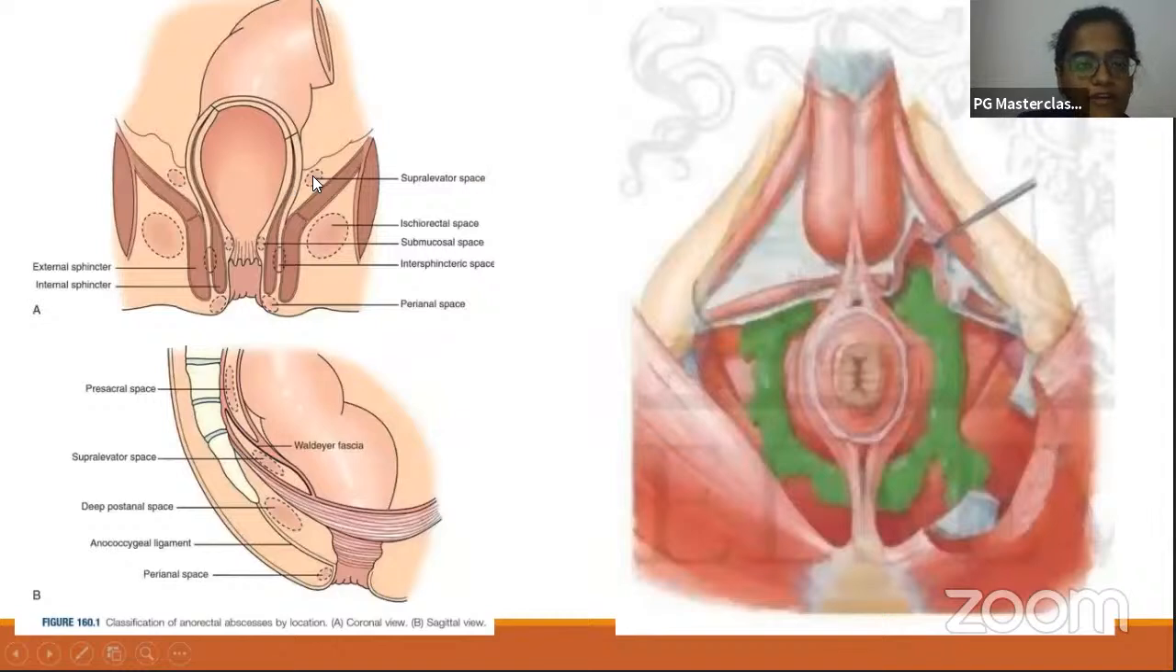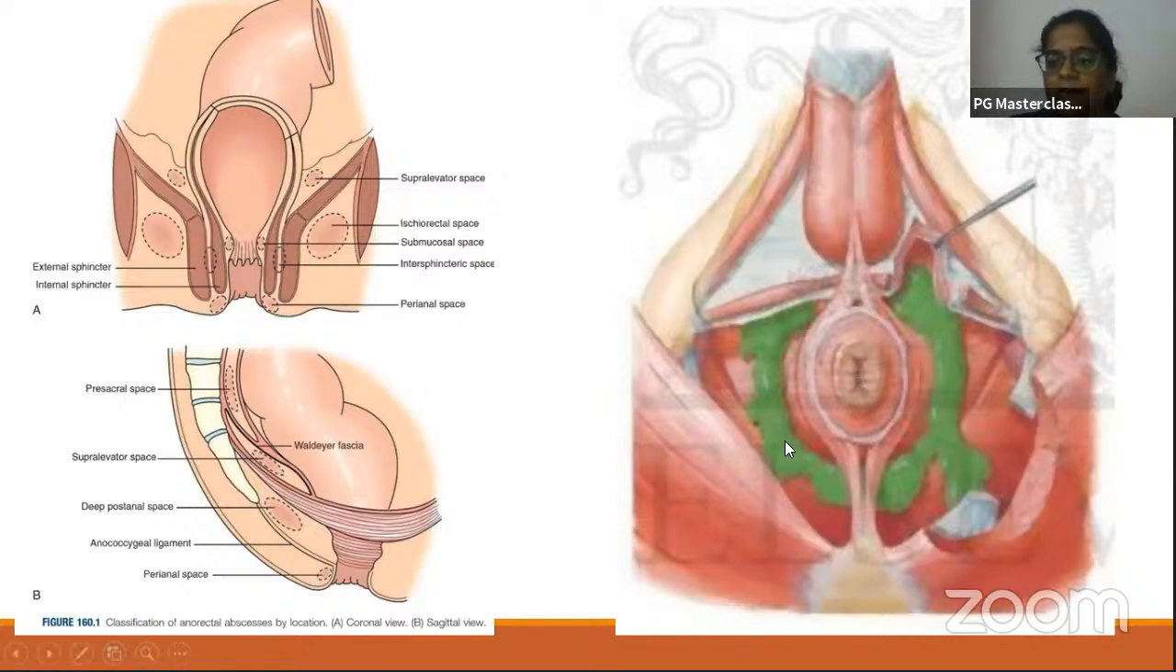So this is the supralevator space. This is the ischiorectal space. Between the two sphincters is the intersphincteric space. This is the submucous space, and this is the perianal space. These are also locations of several perianal and perirectal abscesses. Posteriorly, there is the presacral space, deep postanal space, supralevator space, and posterior perianal space, which is the superficial postanal space.